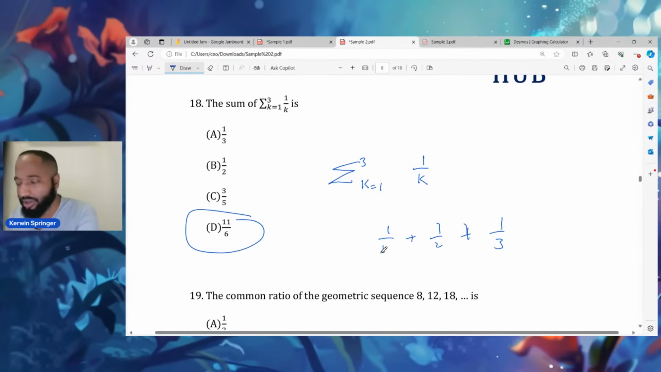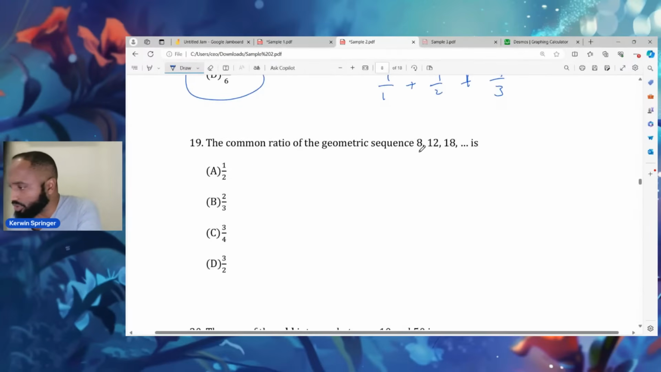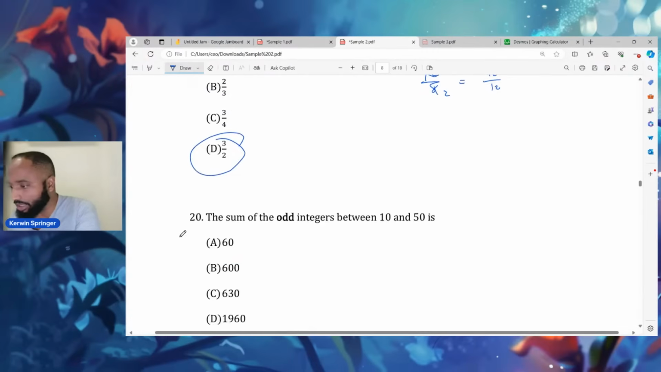So it most likely is D, because I have 1, and then after that a half and a third. So a half and a third is what? 5/6. 5/6 and 6/6. So 11/6. For the common ratio of the geometric series, I want 12 divided by 8, and then 18 divided by 12 should give the same thing. 4 into this 3, 4 into this 2, 3 over 2. D is the answer. We're starting to speed back up.